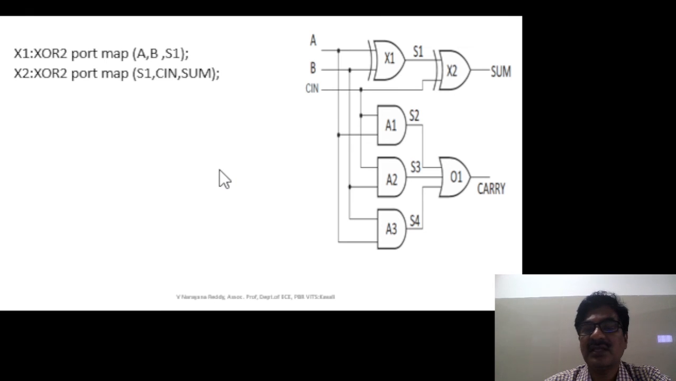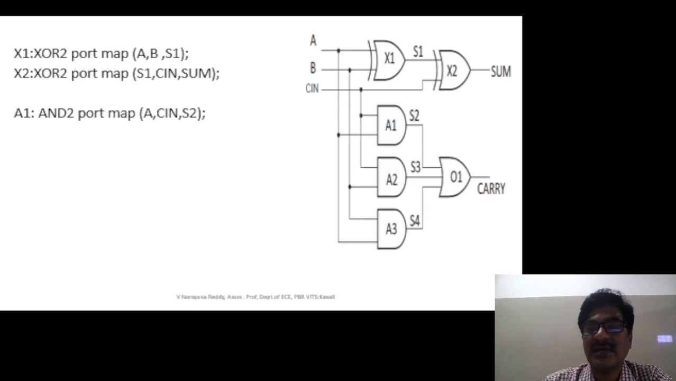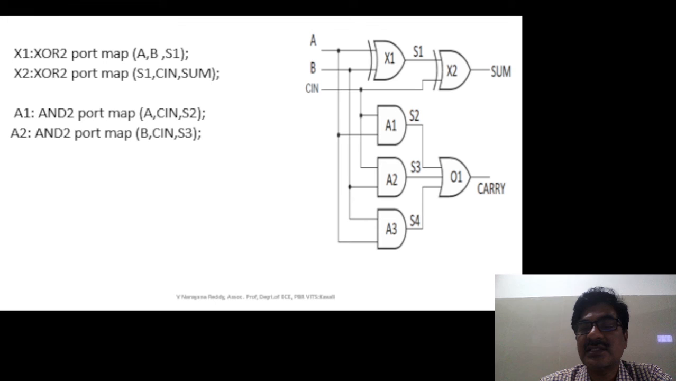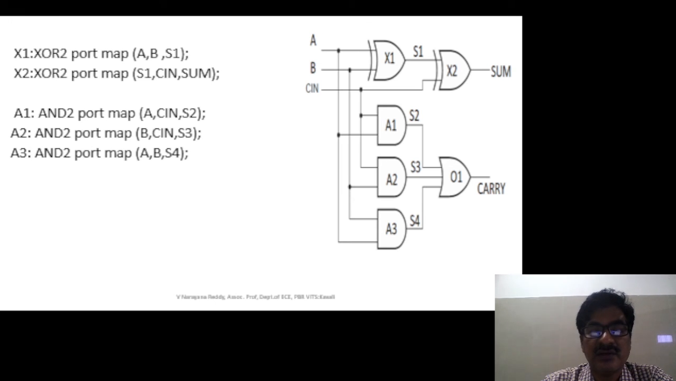Similarly for other gates, let us suppose for AND gate A1. A1 is the label name colon component name is AND2. Then as per syntax, port map of association list. The association list is as per the diagram. So what are the input signal names for the first AND gate as per this diagram? That is Cin and A. So A comma Cin comma, what is its output? S2. So like that, the other AND gate instantiation statements also we have to write.